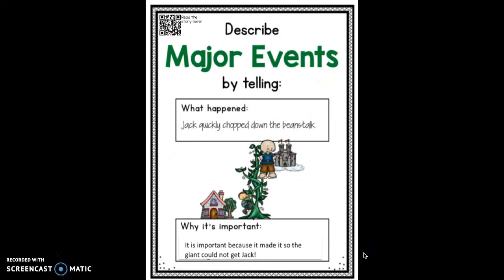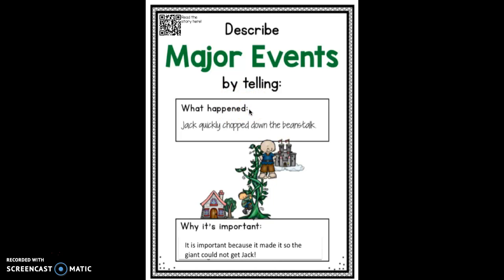Okay, for this how-to, you have the option to listen to the story of Jack and the Beanstalk right here, and then you can hear some of the events. The how-to is called Describe Major Events by Telling What Happened. So events are things that happen in the story.